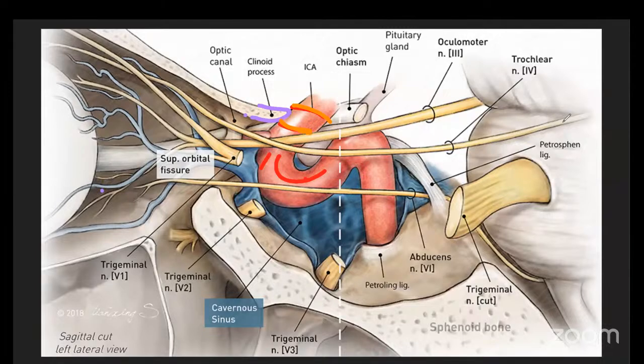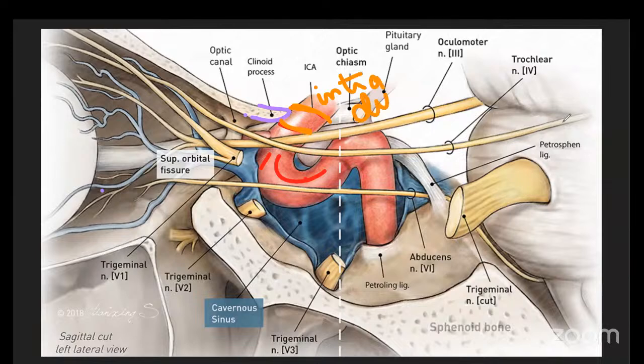This is the proximal dural ring. This is the distal dural ring. The proximal dural ring is sometimes complete, sometimes incomplete. There might be a middle clinoid process as well, which helps in completing the ring. But that's an anomaly. It's not the usual anatomy. But the distal dural ring is a complete dural ring, and onwards, this ICA is going to become intradural.